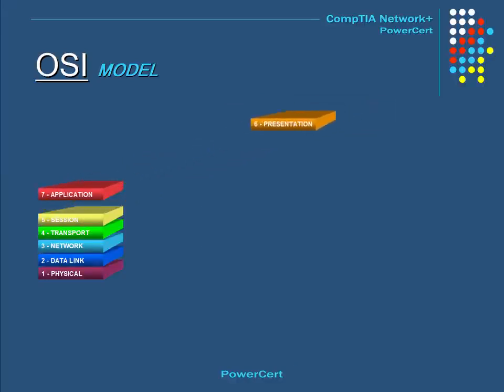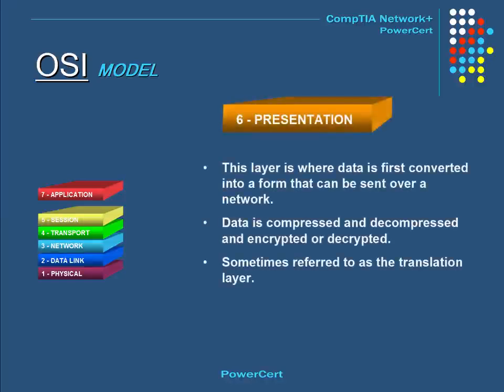The presentation layer is where data is first converted into a form that can be sent over a network. Data is compressed or decompressed and encrypted or decrypted. This layer is sometimes referred to as the translation layer.